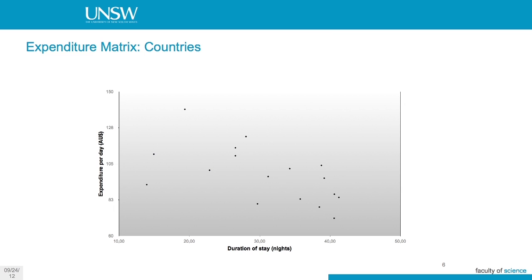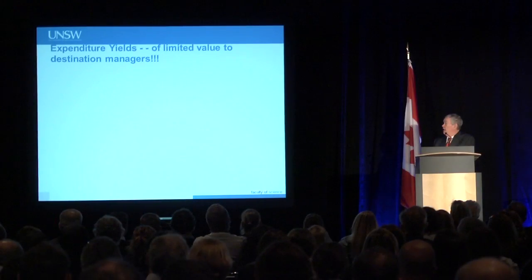Now all of those markets have a higher expenditure per day together with a higher length of stay. So it seems to us that naturally enough, if that information were available, that the Destination Marketing Authority would want to target those types of markets. And all over the world, destination marketing authorities are doing something similar to that.